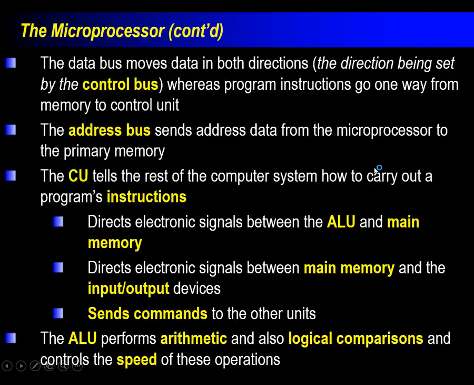The CU tells the rest of the system how to carry out the instructions. Signals between the ALU and main memory are bused between each other. Direct electronic signals from main memory to your input-output devices, like your keyboard, are bused. And commands go all over. So as you know, the computer is sending electricity out all over the place. The ALU performs the arithmetic and also does logical comparisons. We'll talk about that. And essentially controls the speed of that operation.